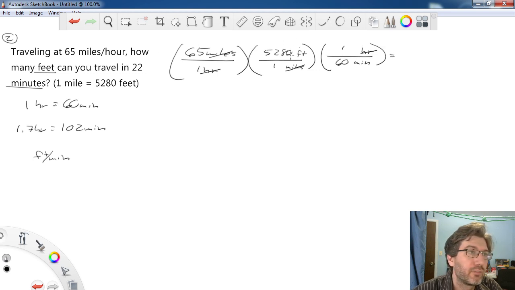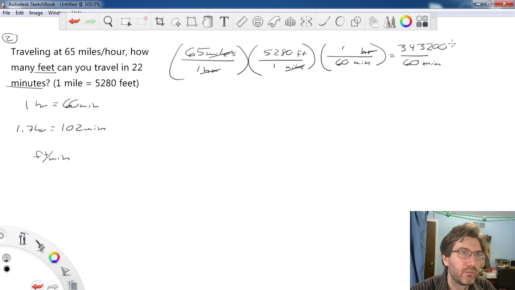Here you're going to get 65 times 5,280, and your denominator is going to be 60. That's going to be a minute, and we want your numerator to be 65 times 5,280. Means we are going 3,432,000 feet every 60 minutes.